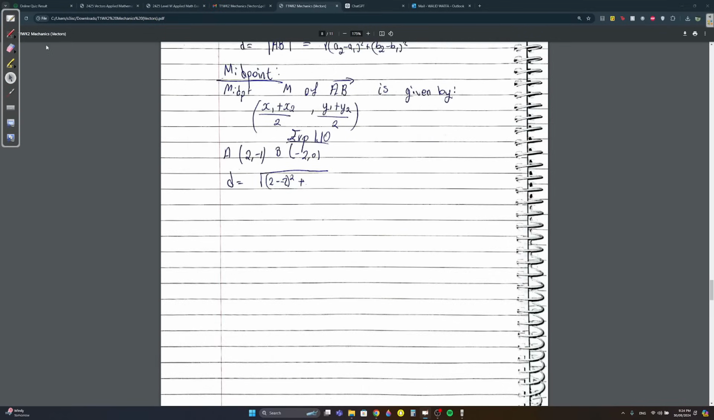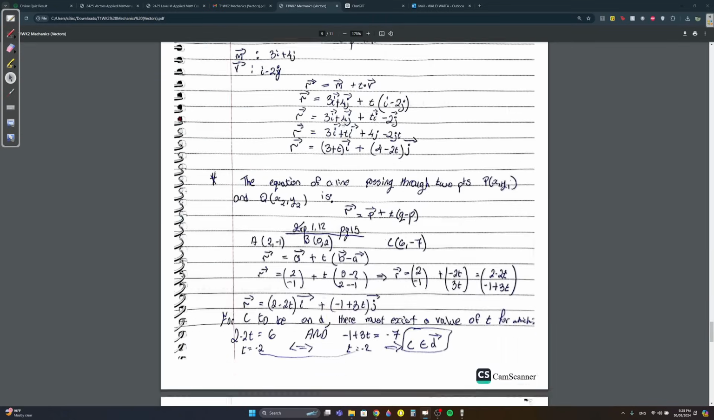The midpoint formula: the midpoint M of AB, let's say I have A (x1, y1) and B (x2, y2). The midpoint M of AB would be x1 plus x2 over 2, then y1 plus y2 over 2. Also, the order does not matter. It really doesn't.